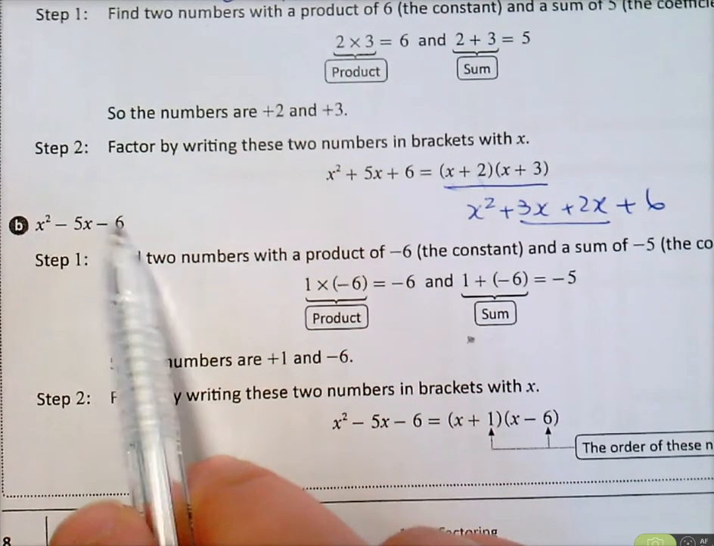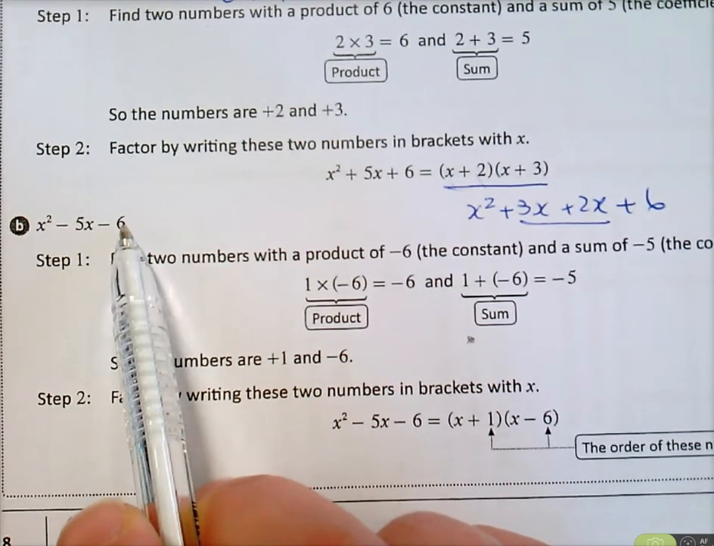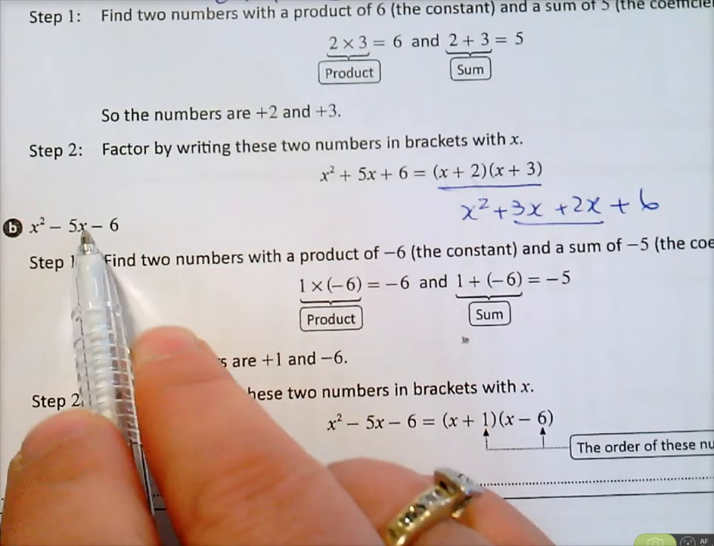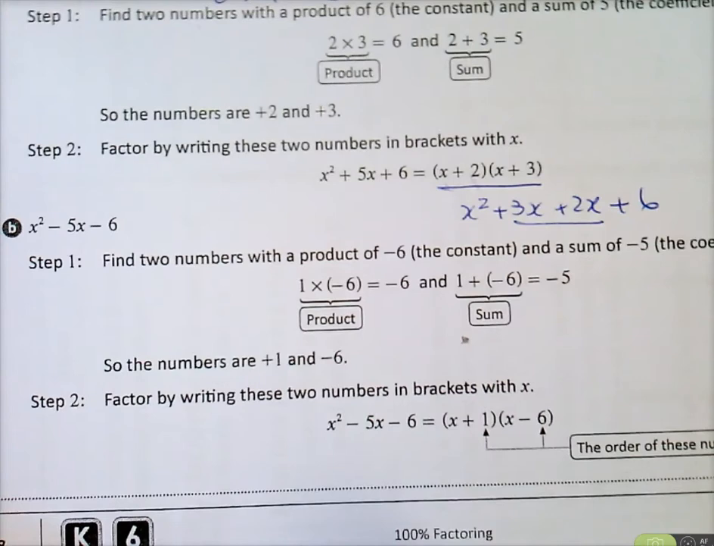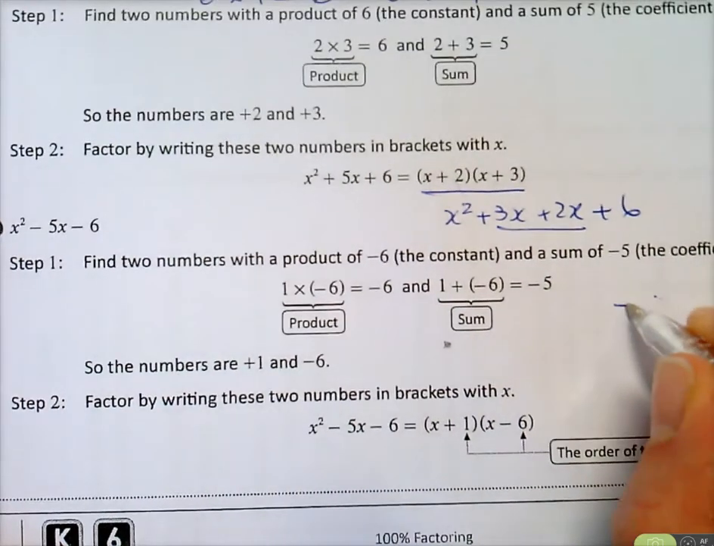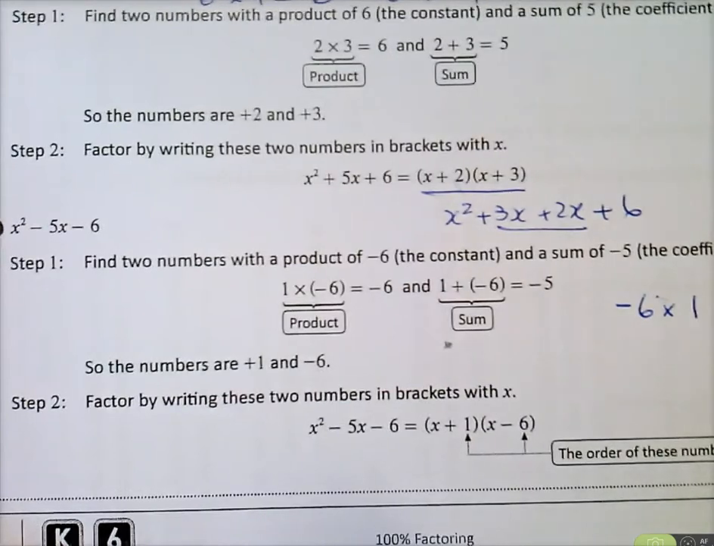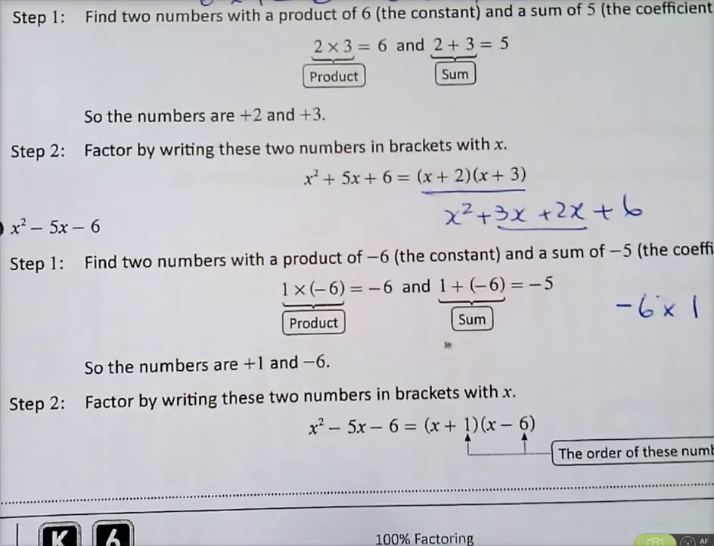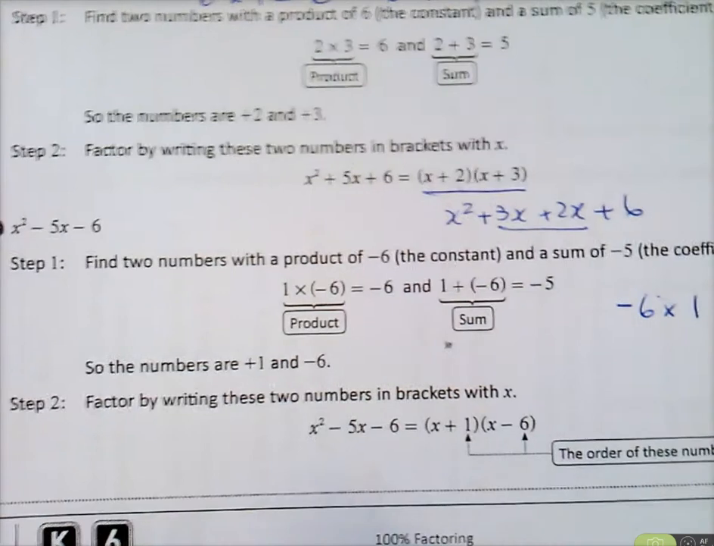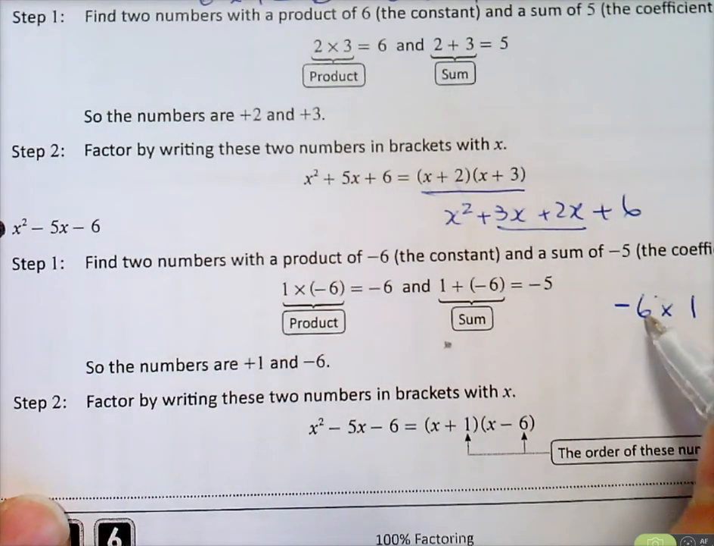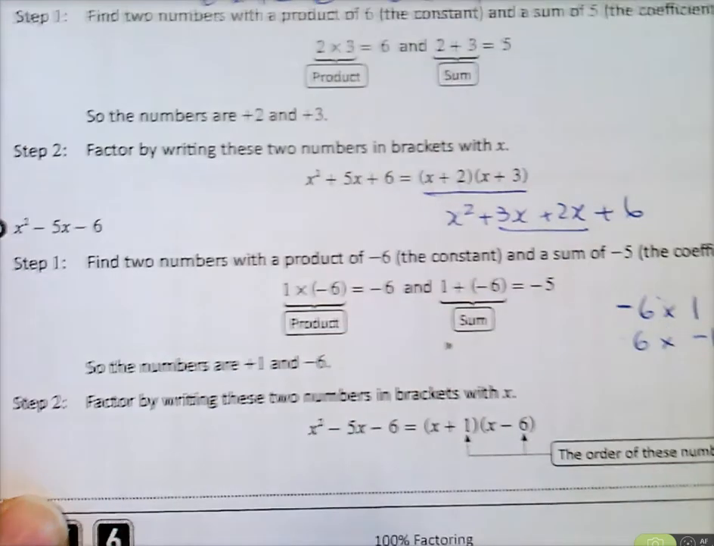This one's a bit harder. I need two numbers that multiply to give -6, but add up to give -5. Well, I'm going to list them all here. I could have -6 times +1, couldn't I? Just think 6. You've got 6 times 1 and 3 times 2, basically. But for -6, you could have -6 times +1 or 6 times -1.